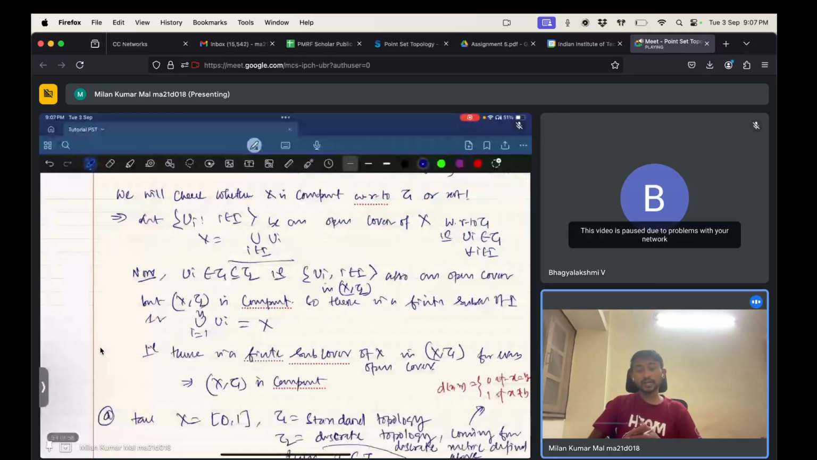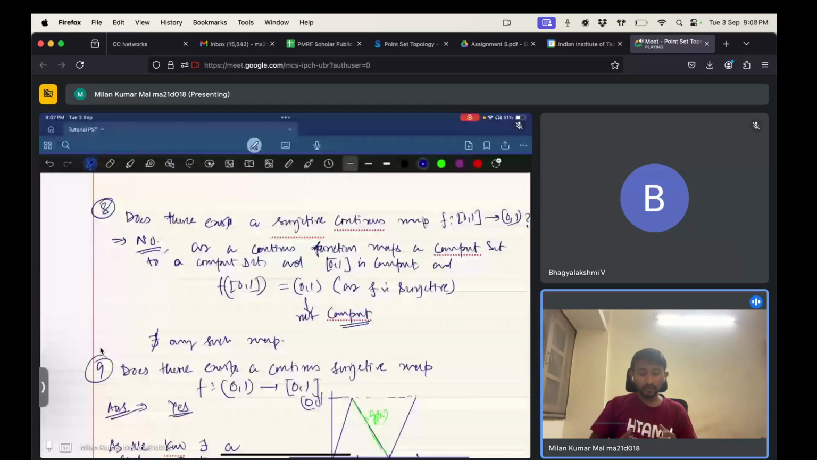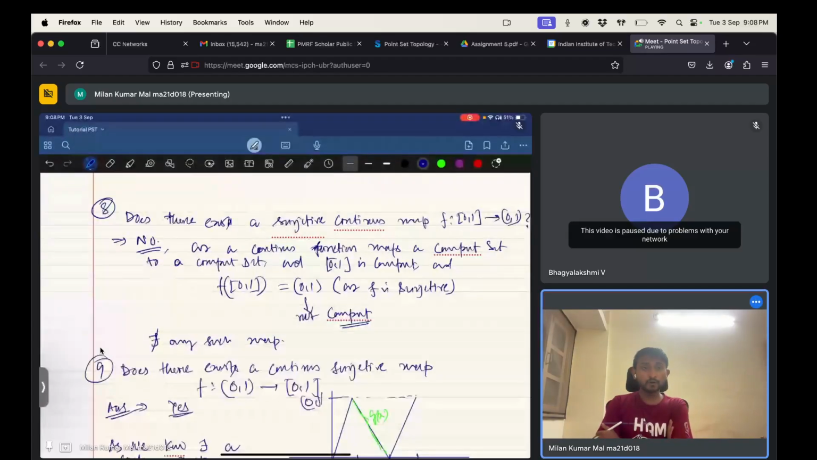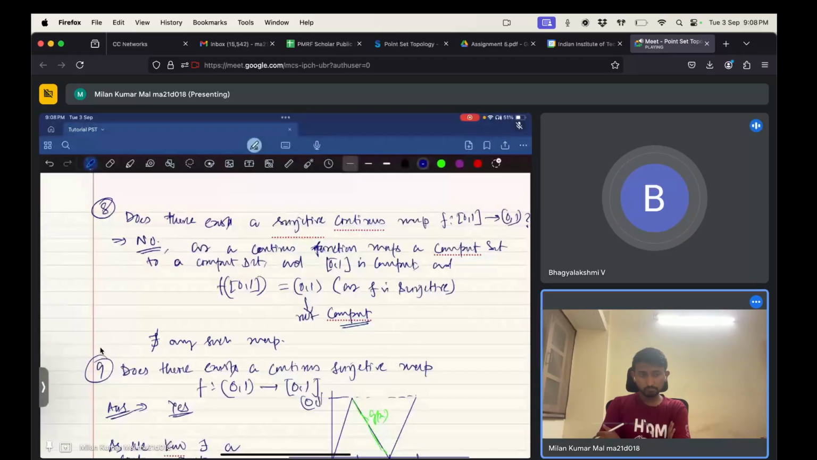8 is the question. Do you have the question available, right? Does there exist a surjective continuous map F from closed interval 0, 1 to open interval 0, 1? Right. That was the question. Okay. Am I audible? Yes, sir.